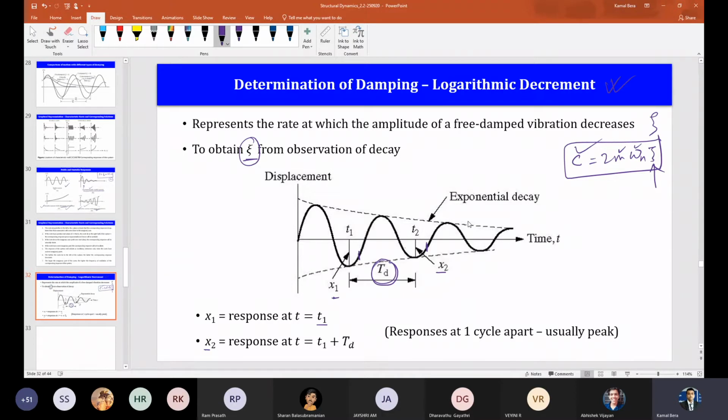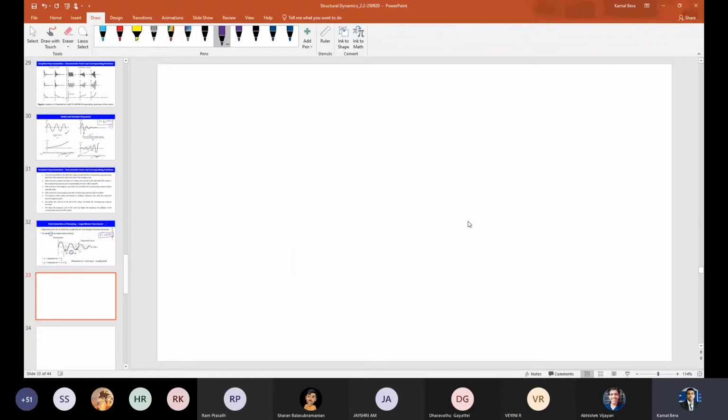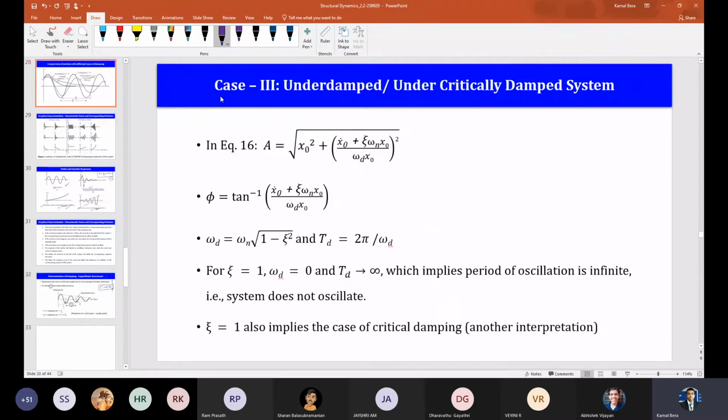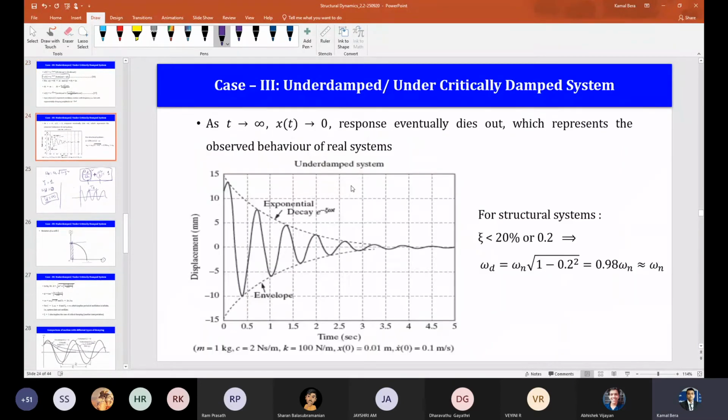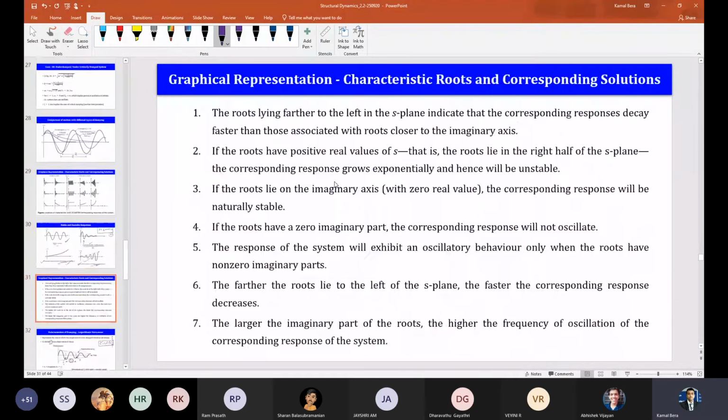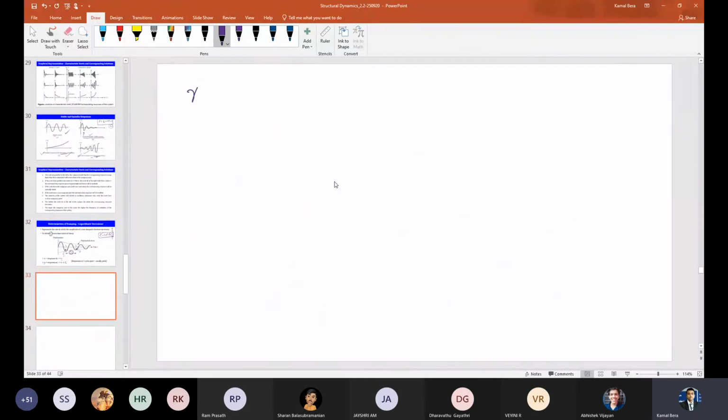So x1 is the amplitude of the motion, or basically the response at time t equal to t1, and x2 is the response at time t equal to t2. Now tell me what is x1. From the expression I have written, remember that x(t) equals e raised to minus zeta omega n t, A cos(omega d t minus phi). Go back, this one. Now I want to write x1, that is x at time t equal to t1.